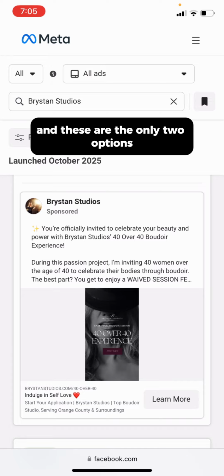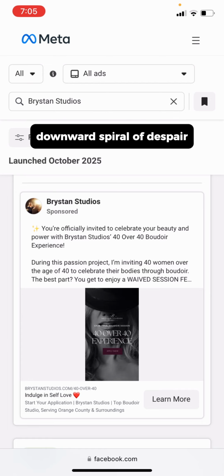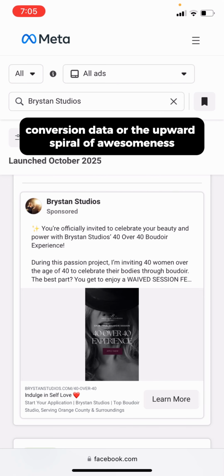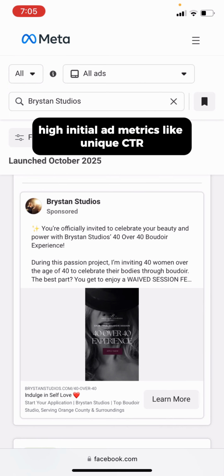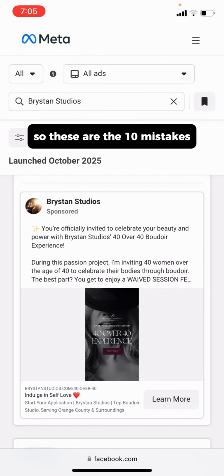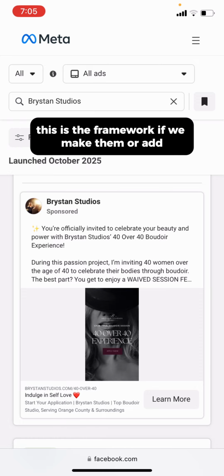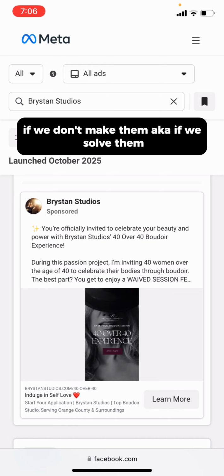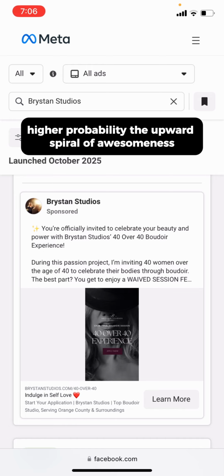And these are the only two options that Facebook ads, or Meta ads, can go through: the downward spiral of despair, the result of low initial ad metrics and conversion data, or the upward spiral of awesomeness, high initial ad metrics like unique CTR above 6% and good conversion rate data. So these are the 10 mistakes that I'm going to talk about today. This is the framework. If we make them, our ad has a higher probability of the downward spiral of despair. If we don't make them, aka if we solve them, higher probability of the upward spiral of awesomeness.